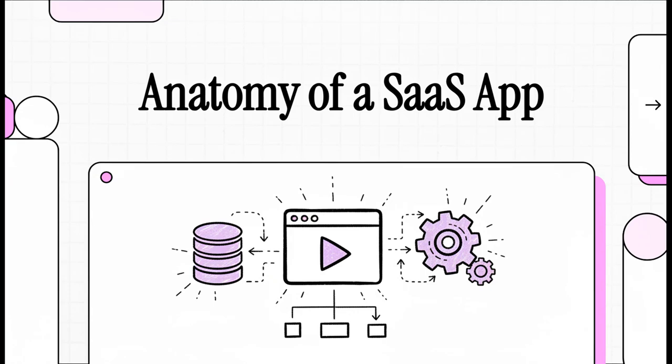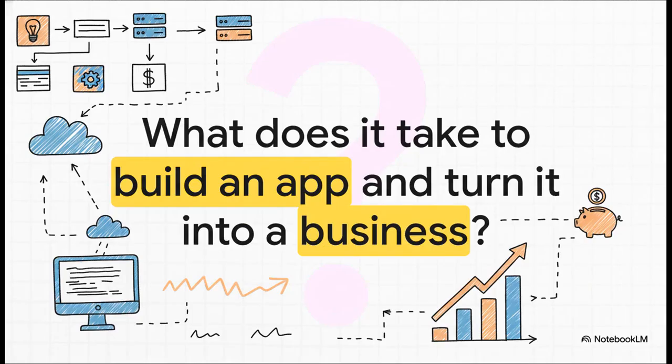Welcome to the Explainer. Today, we're going to put a complete web application on the virtual operating table. We're going to deconstruct it piece by piece and see exactly what makes it tick. So I bet you've wondered, right? What does it really take to build an app like a URL shortener and turn it into an actual business?